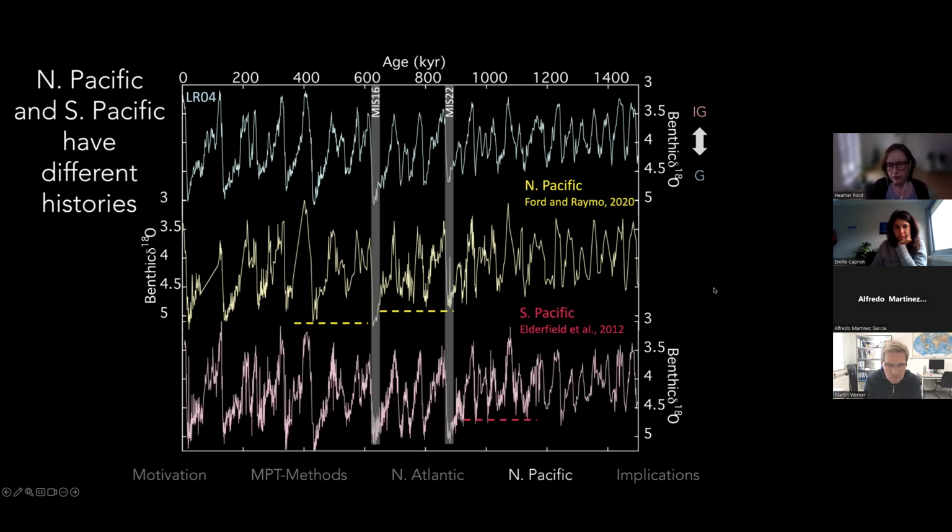And if we compare that with what's happening in the South Pacific, this is the record that was done by Harry Elderfield, we see that the benthic oxygen isotope record is relatively stable. But instead of marine isotope stage 16 that we see in the North Pacific, the big step in the benthic oxygen isotope is here at marine isotope stage 22. So already the benthic oxygen isotopes from the North Pacific and the South Pacific are telling us two different stories in terms of when changes happen during the mid-Pleistocene transition.